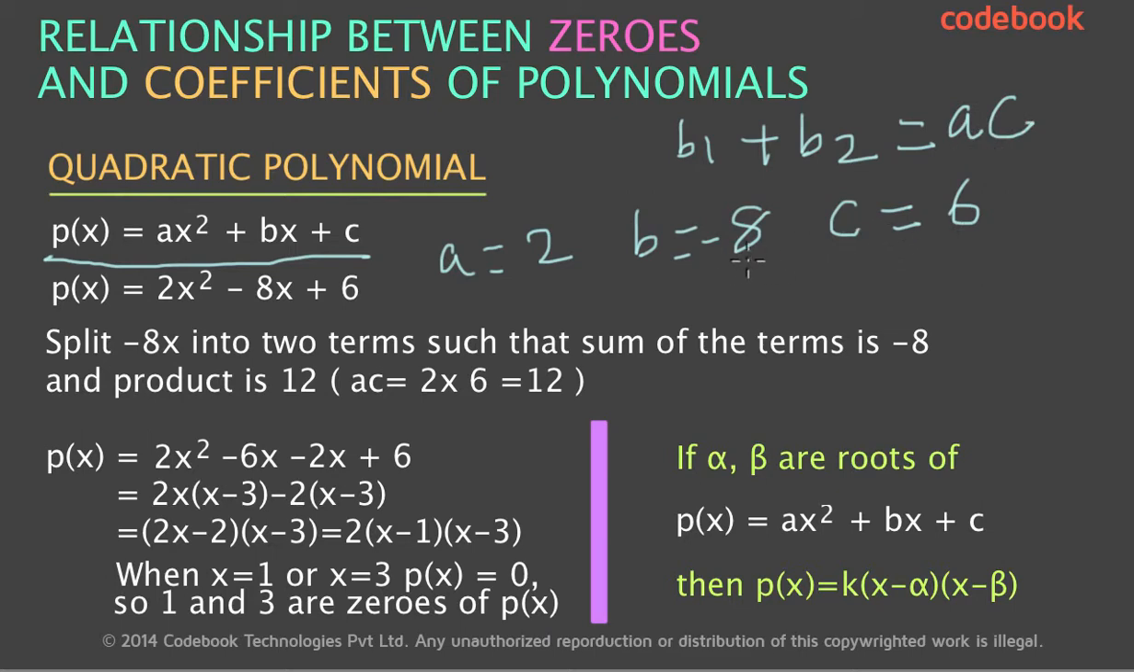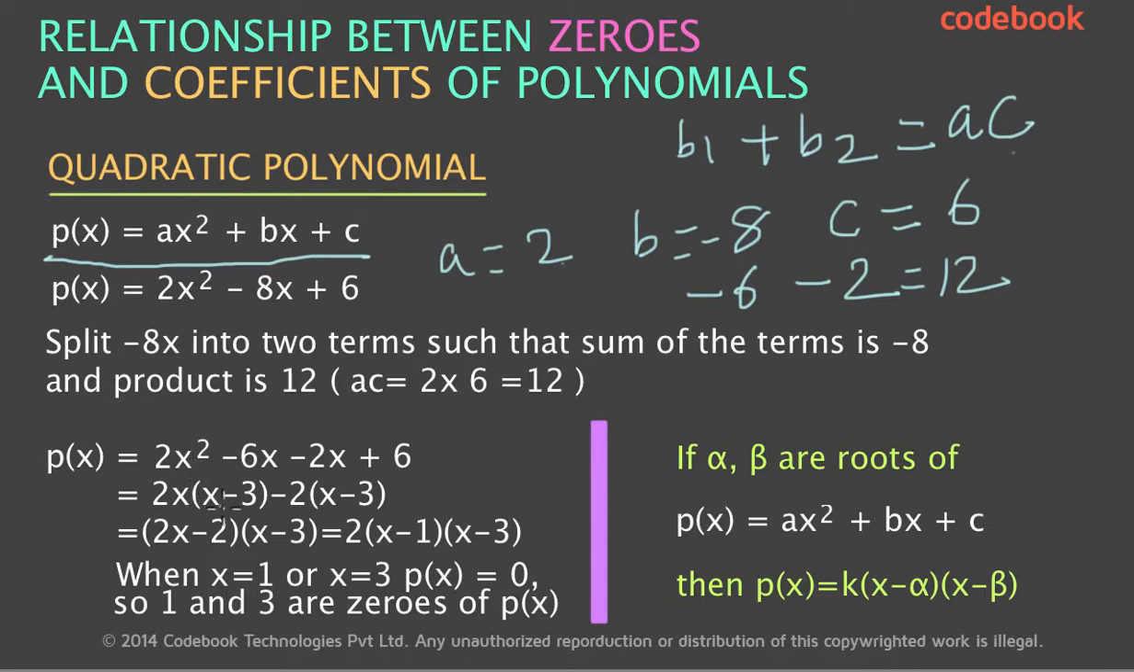Right? So here we can split minus 8 into minus 6 and minus 2. If you split it that way, then the sum of these two is equal to minus 8, which is b, and the product of those two terms is minus 6 times minus 2, which is 12, which is nothing but AC. AC is 6 times 2, which is equal to 12. So that's exactly what we have done here. So we have split minus 8x into minus 6x and minus 2x.